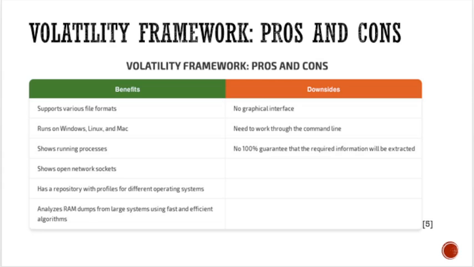And then it analyzes RAM dumps from large systems using fast and efficient algorithms. Now, some of the downsides that they list here are that there is no graphical interface for Volatility. And this means that you need to do everything through the command line. So if you're not really comfortable using the command line, maybe Volatility is not the tool for you to use. And then another con that they had on this one is that there is no 100% guarantee that the information that you need will be extracted.